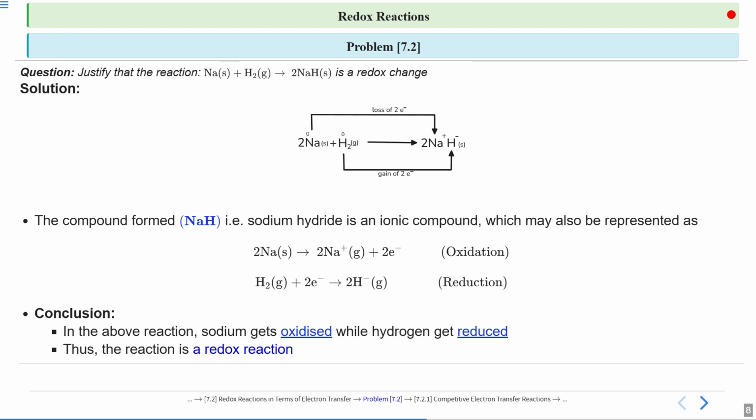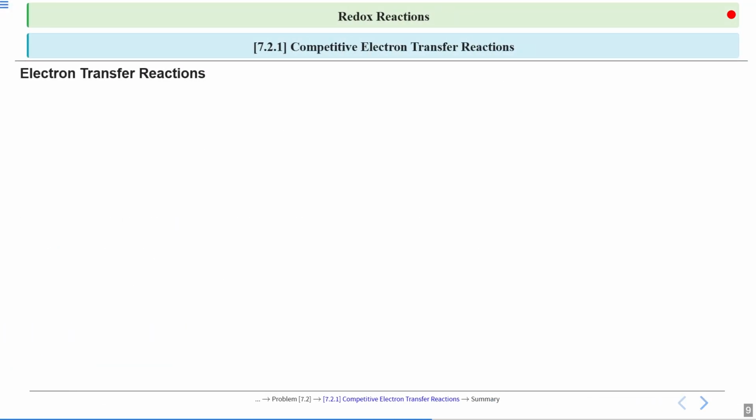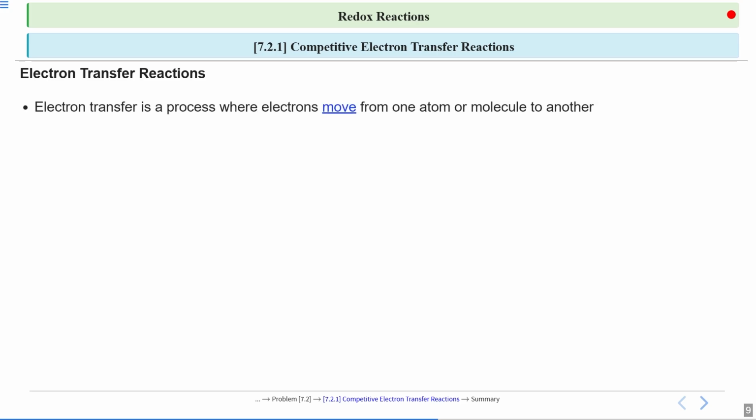Now, moving ahead to the topic competitive electron transfer reactions, which is 7.2.1. So, what are electron transfer reactions? First of all, we must know about it, and then we can relate it with the redox reaction to understand this topic completely. Electron transfer is a process where electrons move from one atom or molecule to another. So, what can we understand by this line?